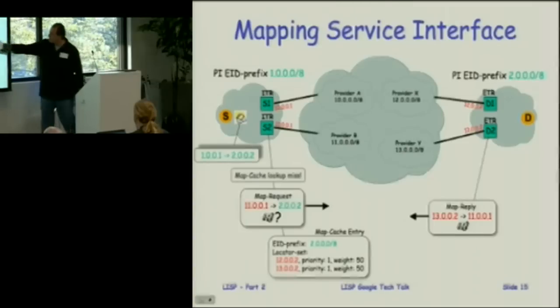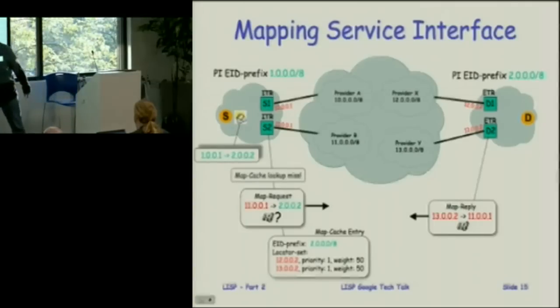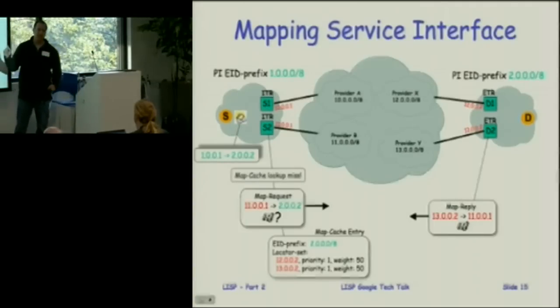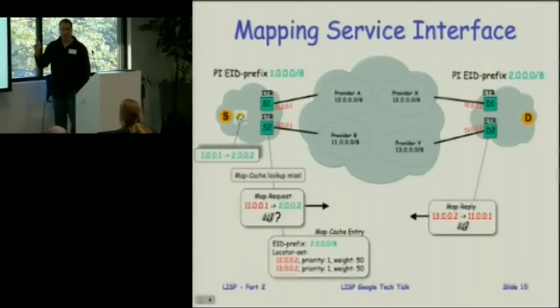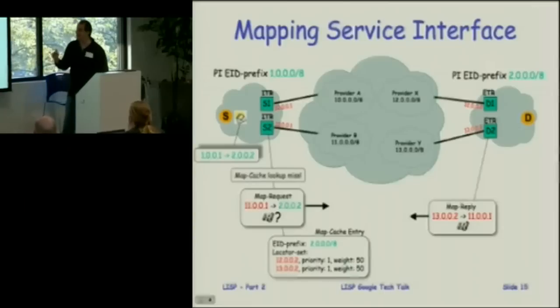What happens is when the map reply comes back, it has an EID prefix. It doesn't have 2.0.0.2/32. It has the EID prefix for the entire site. So we have aggregatability. The map cache entries, when we said 10 to the 10th, we meant 10 to the 10th sites, not 10 to the 10th systems. So it's a lot of individual IP addressable systems.